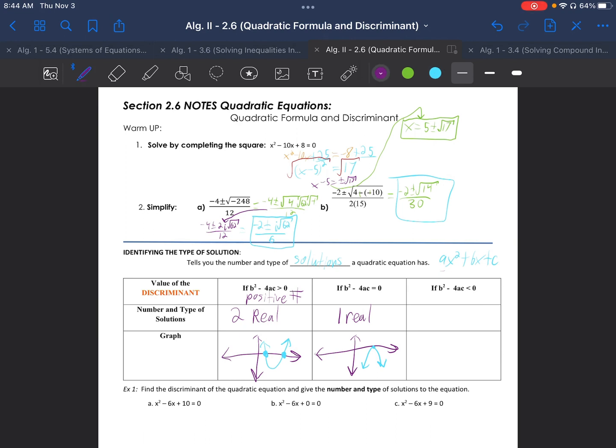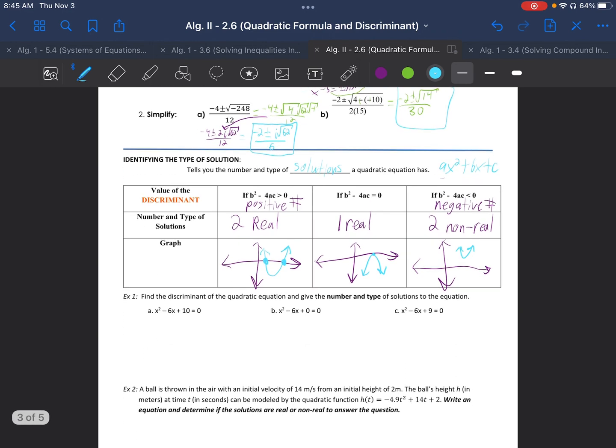Where it crosses the x-axis exactly once, right where it touches it. Last but not least, if your discriminant is negative, aka it's less than 0, you will have two non-real answers or solutions. That means they're imaginary. Now, if they're imaginary, they don't actually exist, so we don't have it crossing the x-axis at all.